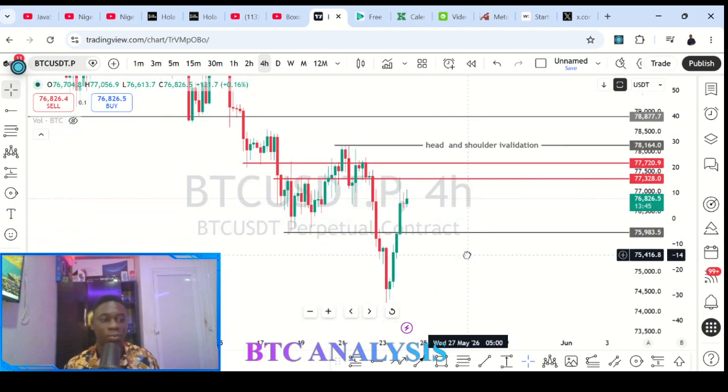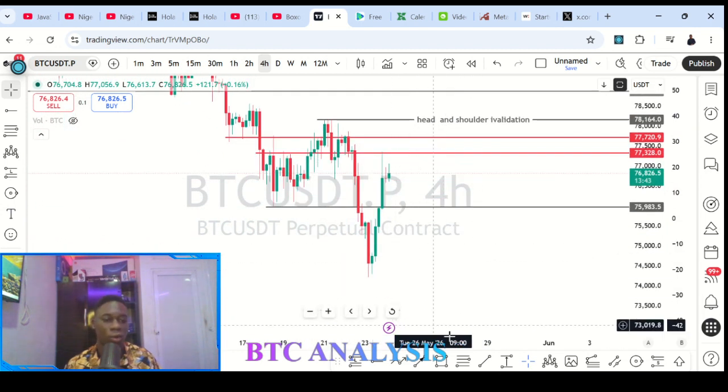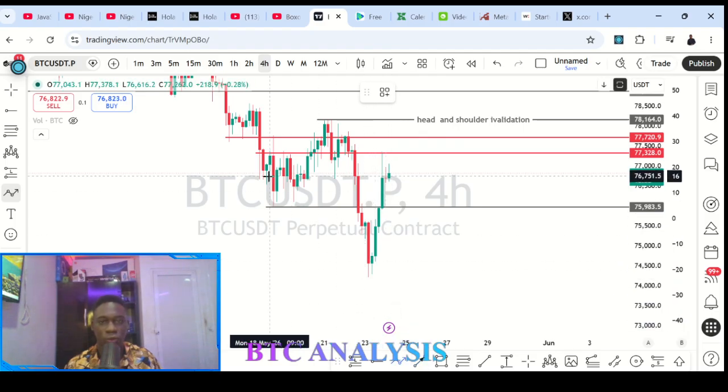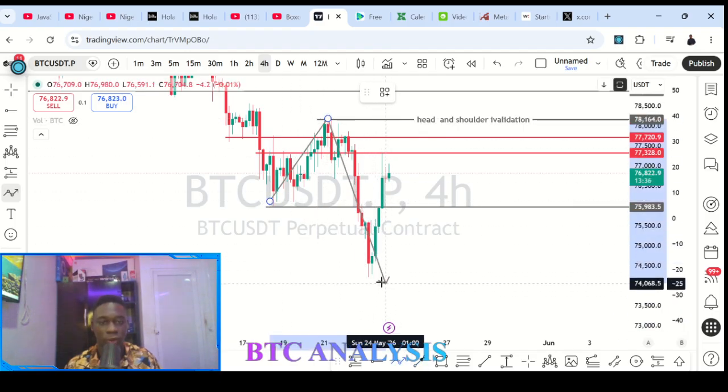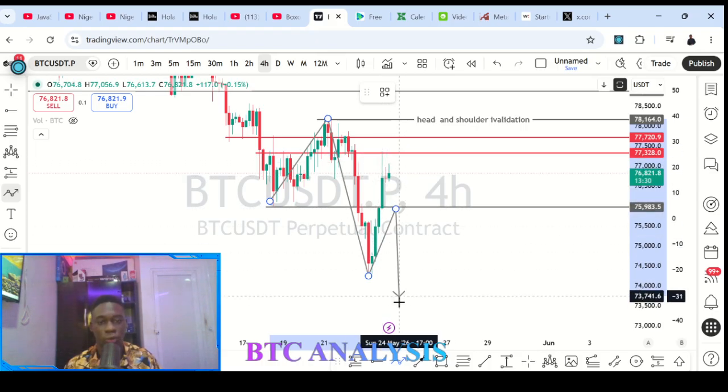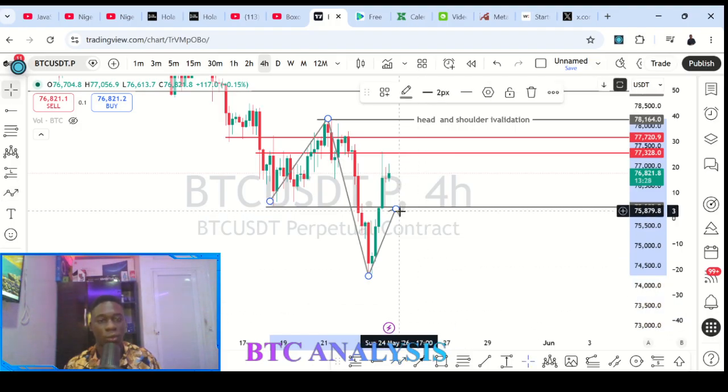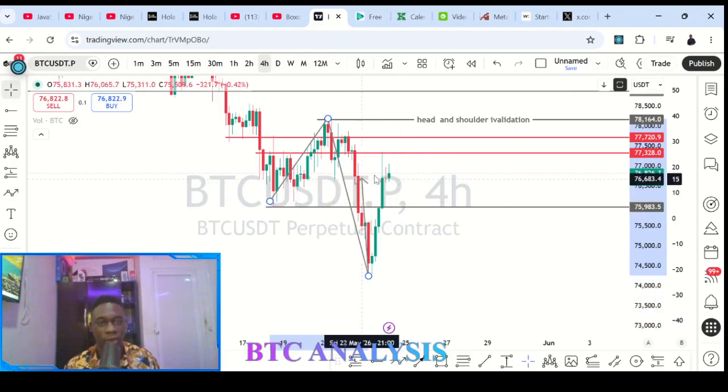But whether it's a break of structure or a change of character, I always anticipate price to trade above it before it continues. This is what I mean. This is what market does, every single market. I'm anticipating a pullback. Sometimes it can pull back here and go down. I don't trade such. I only trade the ones that trade above it, and it has.